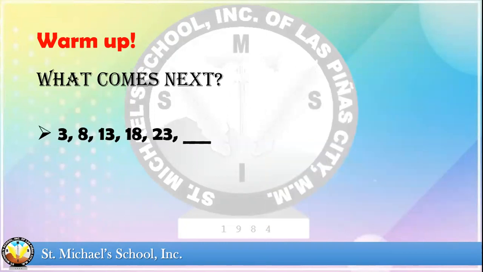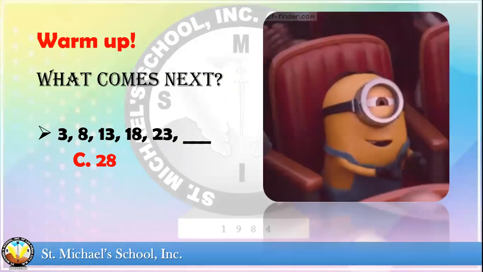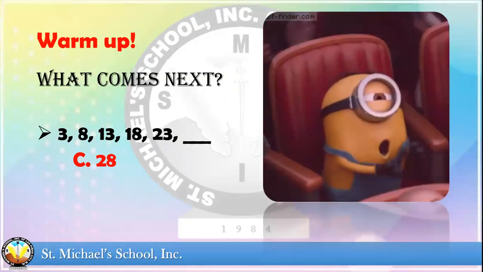Another example. So 3, 8, 13, 18, and 23. What comes next? In this, we add 5 to the previous number to get the next number. So to check, 3 plus 5 is 8, then 8 plus 5 is 13, and 23 plus 5 is 28, letter C. Were you able to find patterns and get the next number in the sequence?